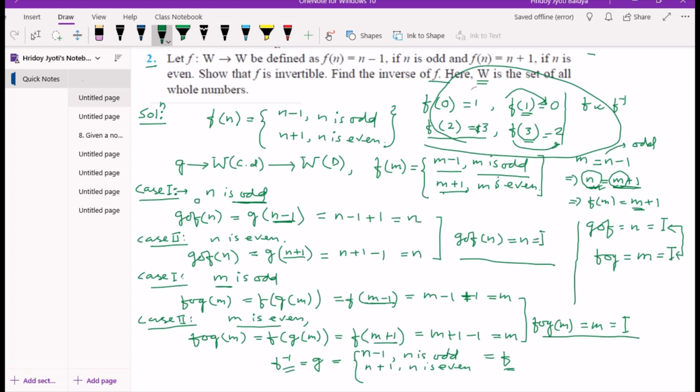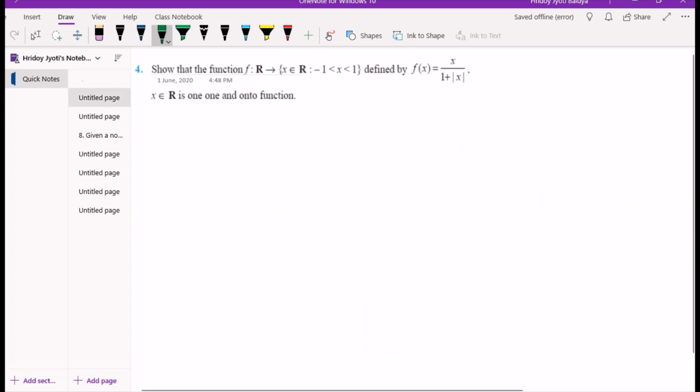So we'll go for the next question. This is a very nice question actually. This coming up question is question number 4 of the miscellaneous exercise. Show that if f is a function from R to the interval of x such that x belongs to R, x lying between -1 and 1, defined by f of x equal to x by 1 plus modulus of x, it is one-one and onto. We have to show this function to be one-one and onto.